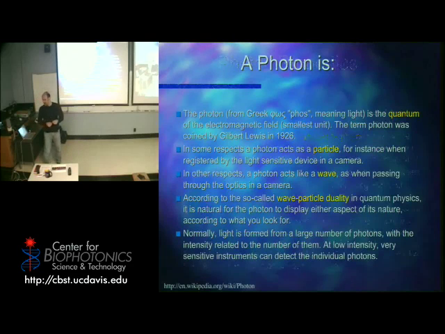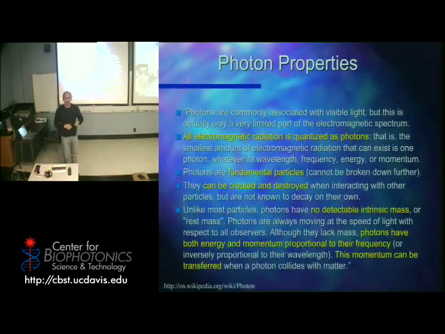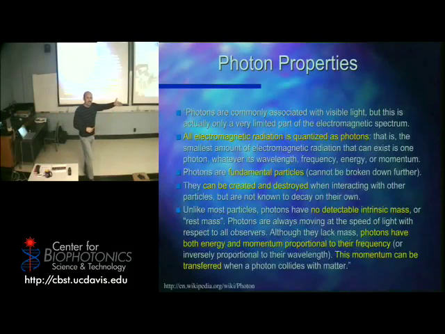So, some properties of photons. Photons are commonly associated with visible light, but this is actually only a very limited part of the electromagnetic spectrum. So when we talk about the electromagnetic spectrum, and we'll talk about it more today, we talk about things like X-rays, gamma rays, radio waves, microwaves, infrared, ultraviolet, visible. Visible light, what we tend to think of as light, is only a very small portion of the electromagnetic spectrum. But in reality, the electromagnetic spectrum is huge. There's a whole range of energies and wavelengths of photons.